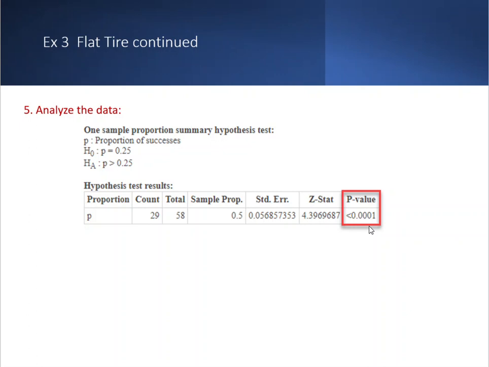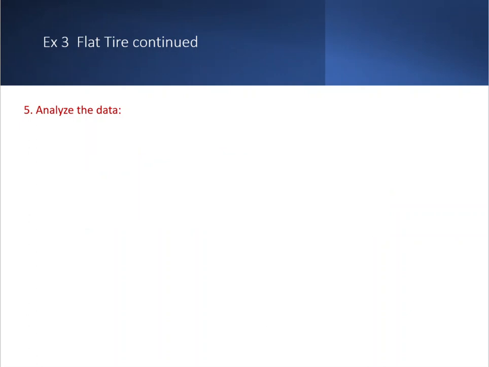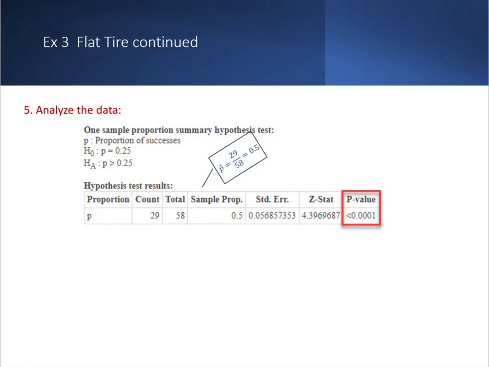I do want to take a moment, however, and discuss what the other output values are, just so that you understand what we're also given here. First of all, we have our sample proportion. Now, our sample proportion was that 29 out of 58, right? That's our p hat that we've defined earlier.